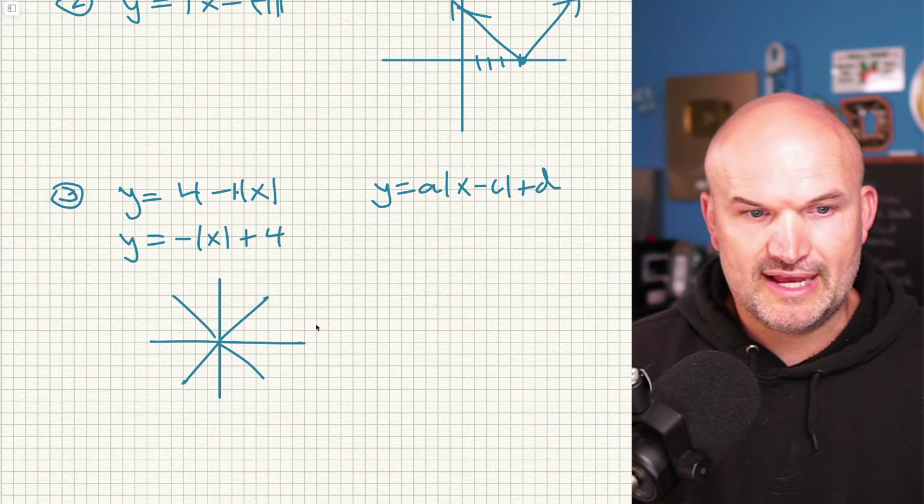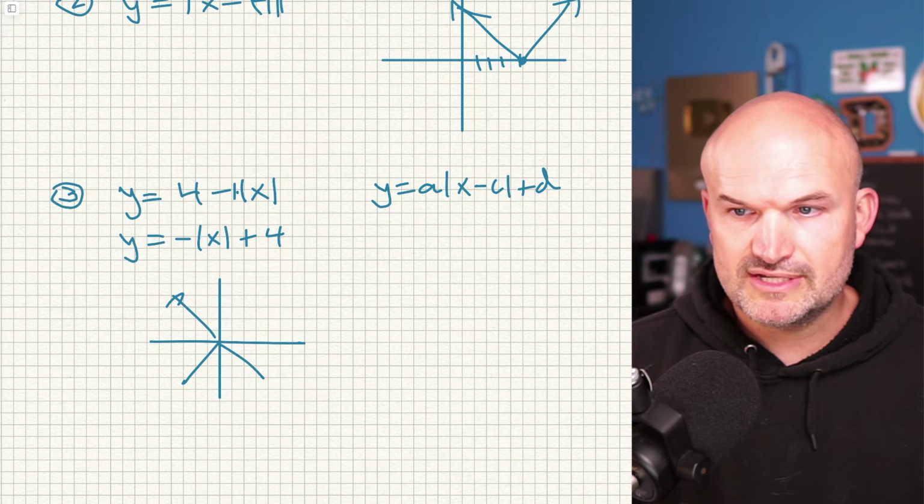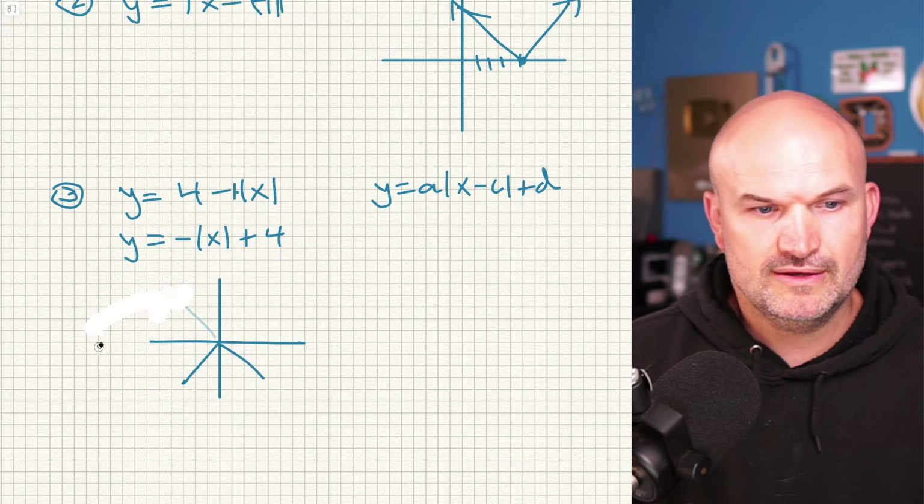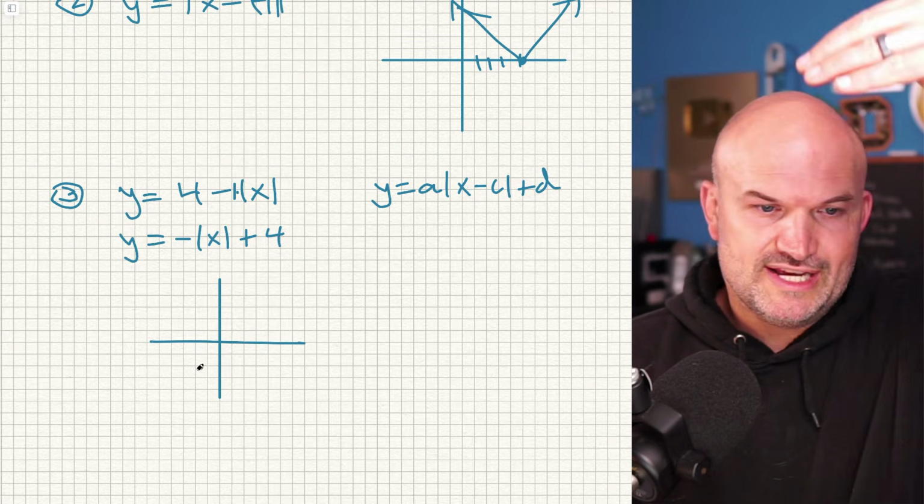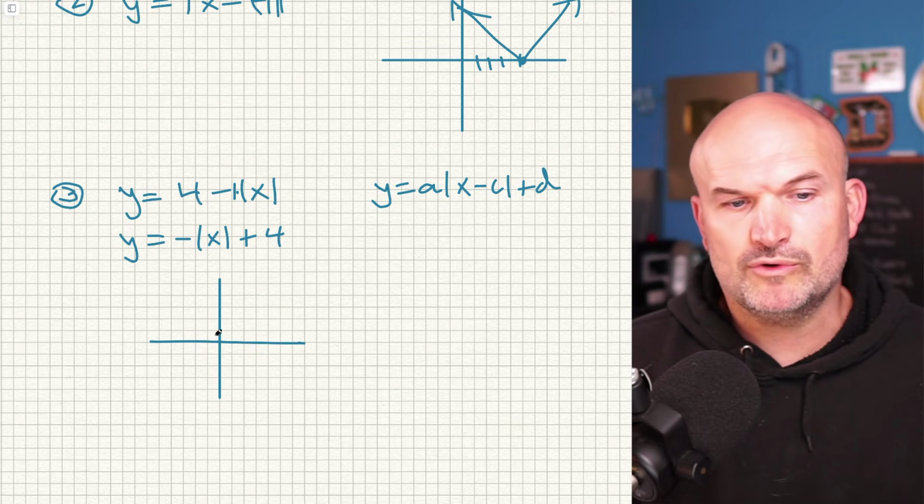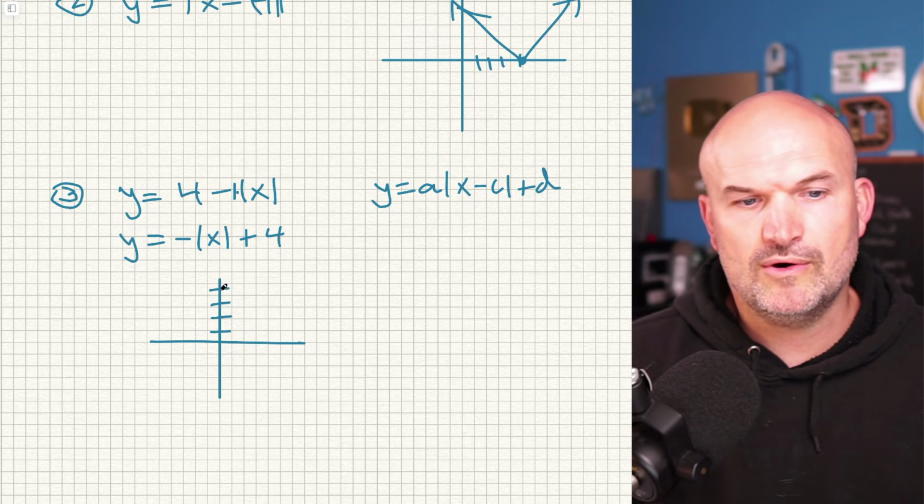Now I'm going to go ahead and delete those because I don't want them to get confused here. So now the orientation is going down, but we're going to shift it up 4 units. So 1, 2, 3, 4. And there you go. That is what that graph would look like.